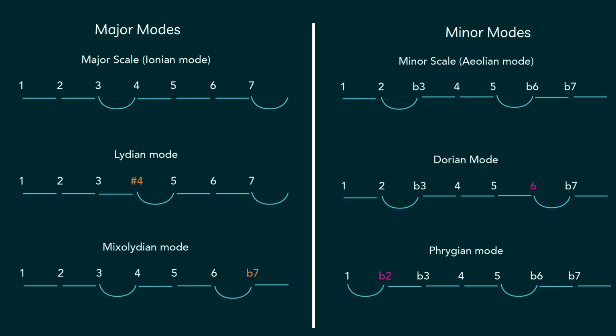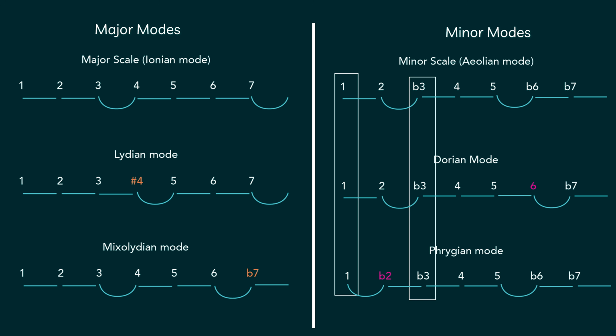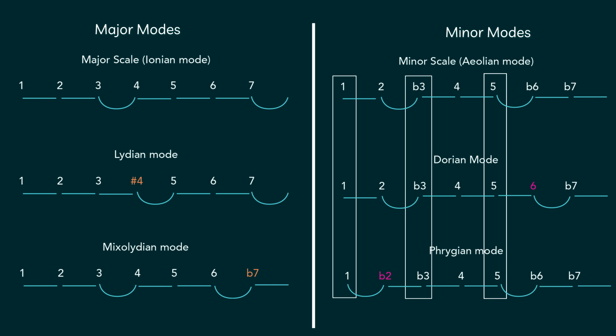So 3 major modes, 3 minor modes. And again, why do we call them minor modes? Because they include a minor triad, the chord tones of a minor chord, 1, flat 3, and 5. And these modes will typically be played over minor chords.